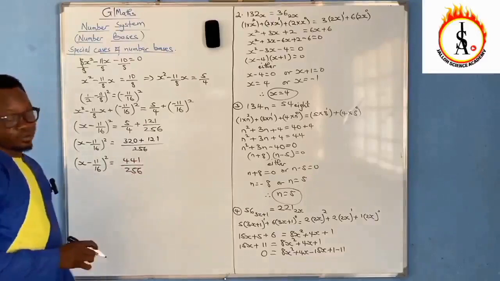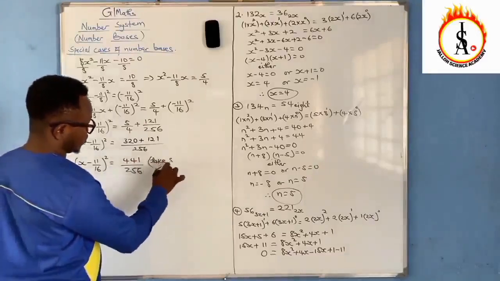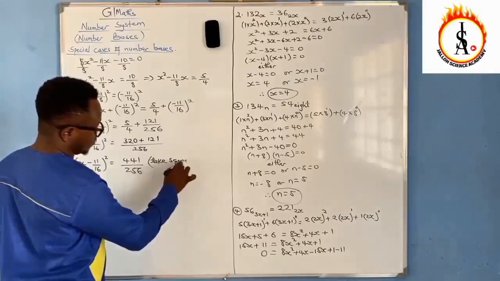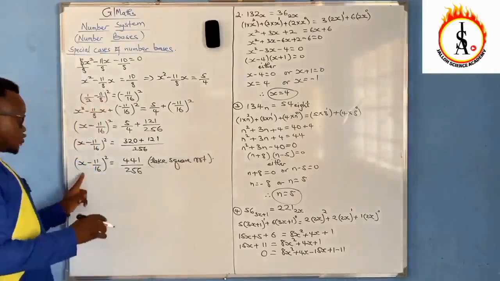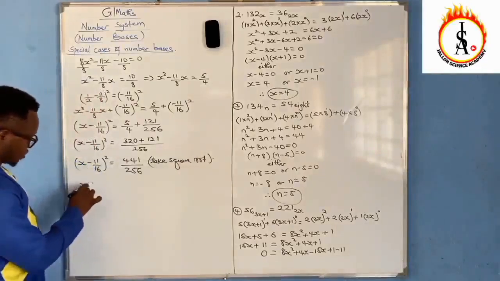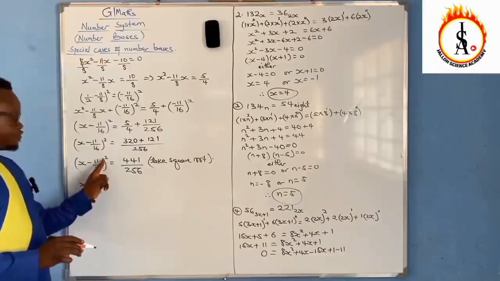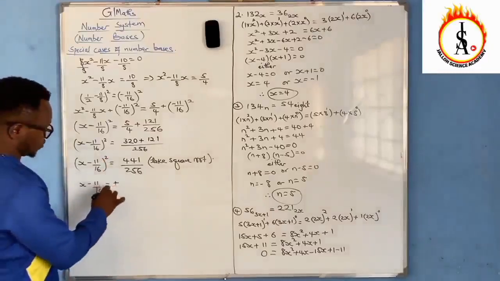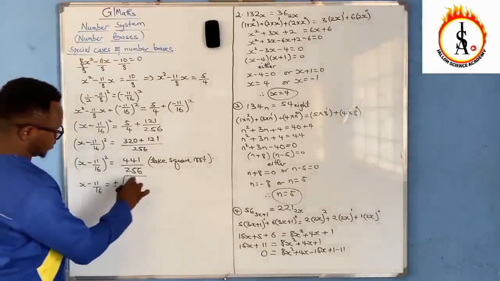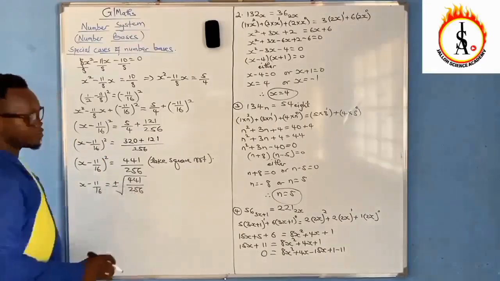So now what we're going to do, we're going to take square root. We take square root on both sides. So if we take square root here, we'll be left with x minus 11 upon 16, because the root, which is half, is going to cancel these two. So this now becomes plus or minus the root of 441 over 256.